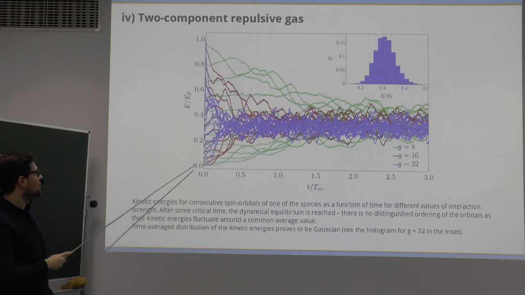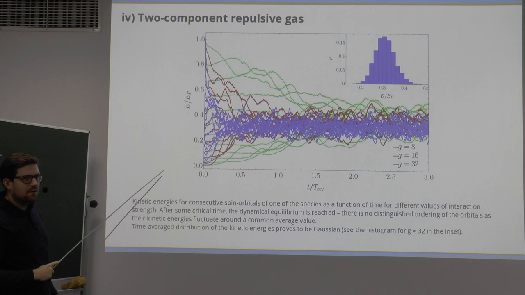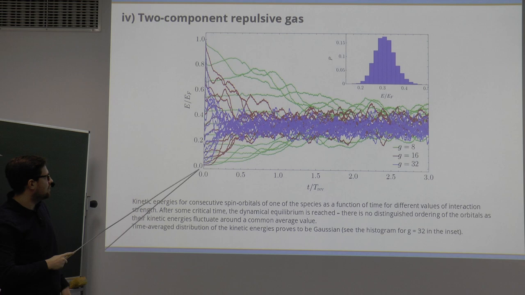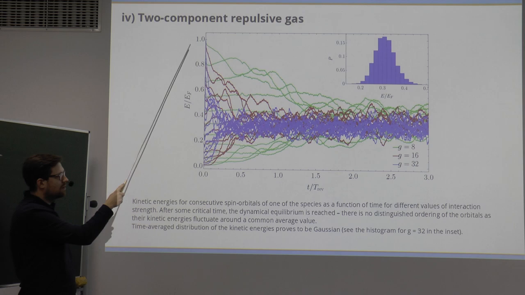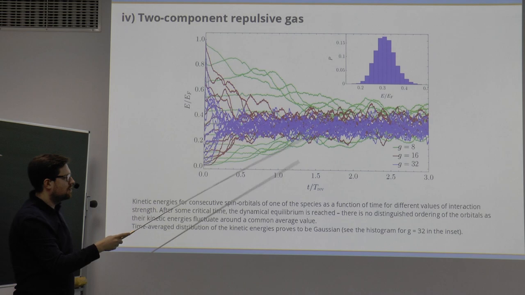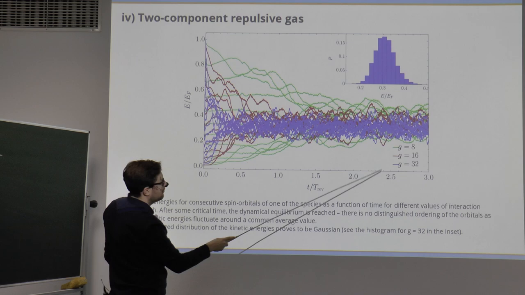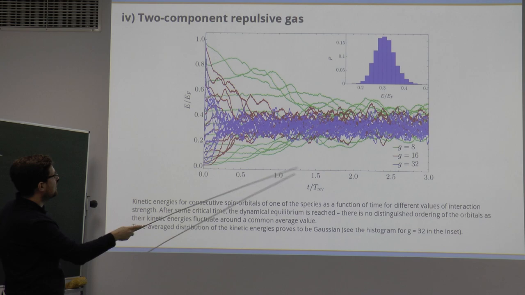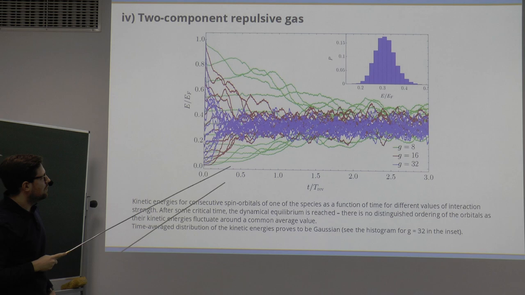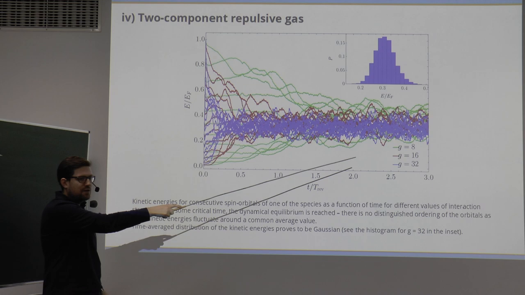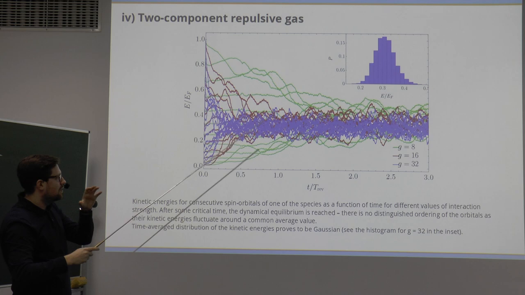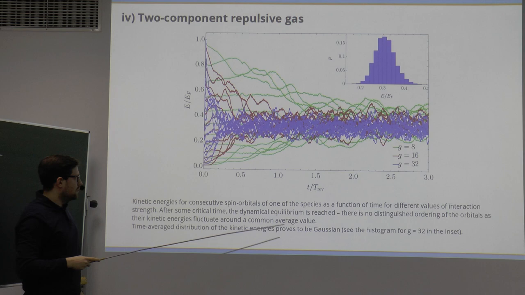And on the vertical axis, there is the kinetic energy of these orbitals plotted. So when we start, we have just these consecutive levels occupied. And then in the evolution, we can see that they just go to some constant value. So the faster this diminishing of the ordering of the orbitals happens, the stronger the interaction is. As you can see, for the small interaction, it happens after, let's say, one-something revival times. And for a very strong interaction, it happens very fast. And we can see that the time at which this dynamical equilibrium, in which no ordering of the orbitals is seen, is reached is connected to the lifetime of the solid-like structures. So when the system enters this dynamical equilibrium, our quantum carpet dies.